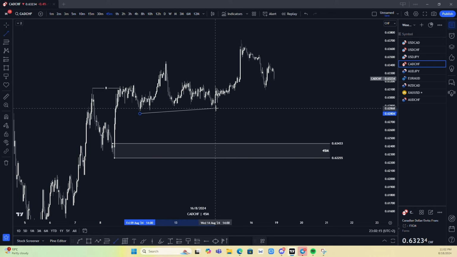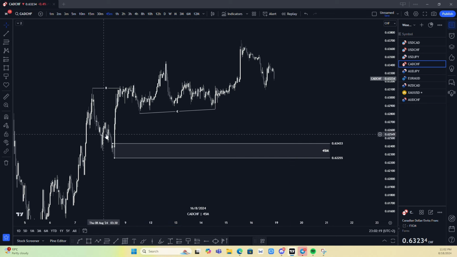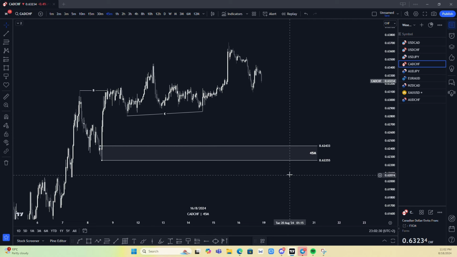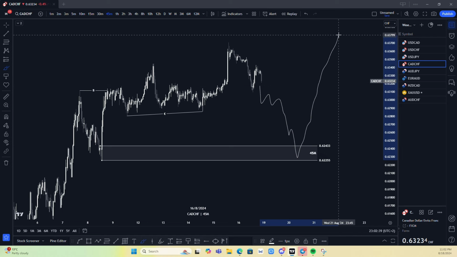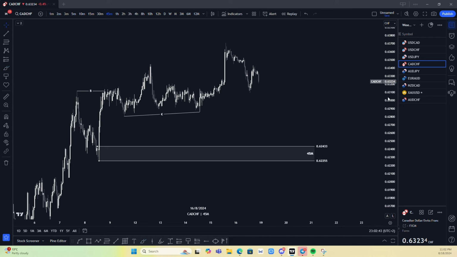Okay, so now this here is going to be our sell side liquidity, and now since we have these imbalances here just above our demand area, which also confluences and puts more probability within our demand area here. Okay, so now what we're looking for is that we're looking for price to push to the downside, mitigate our demand area, and push to the upside. Okay, so that's what I have for CAD CHF.